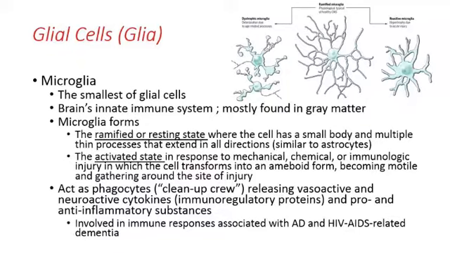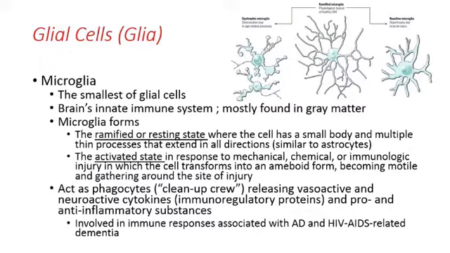They become activated in response to mechanical, chemical, or immunologic injury, and the cell actually transforms from this skinny, star-shaped form to an amoeboid type of form. As you see down here, it's much fatter in the middle, and the processes get much thicker, and it becomes motile. It actually moves throughout the brain to clean up all the injury that surrounds it. And so it wraps around the damaged area and digests it, or phagocytizes it.